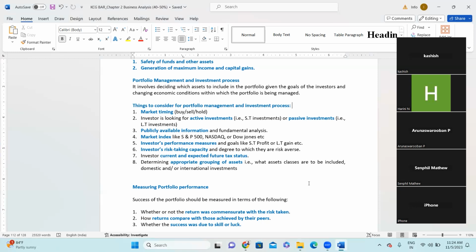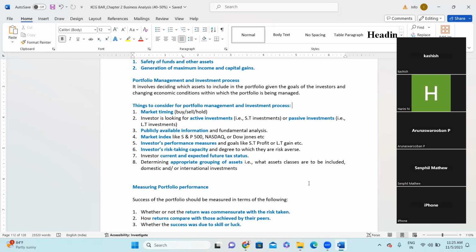So you need to understand which category of the investor it is, right? According to the risk appetite of the investor, you will be taking the decision for investment on his or her behalf, right? Seventh is the investor's current and expected future tax status.